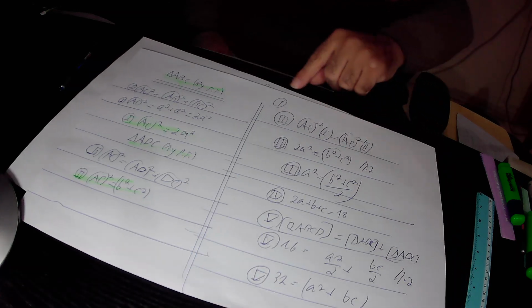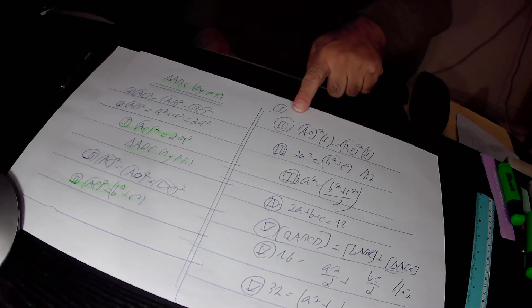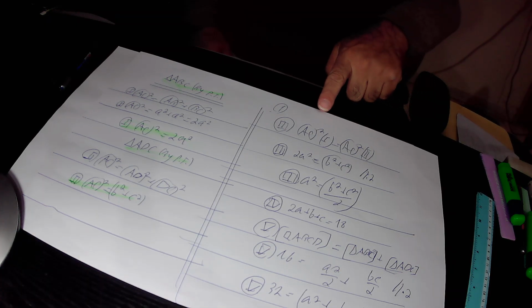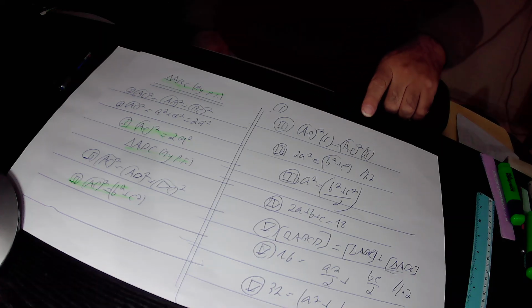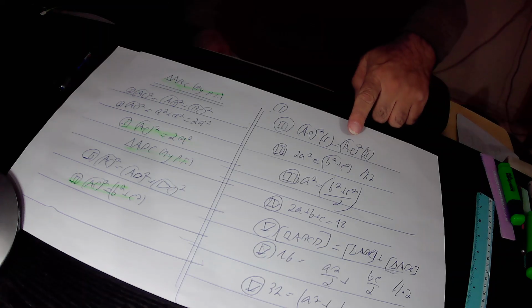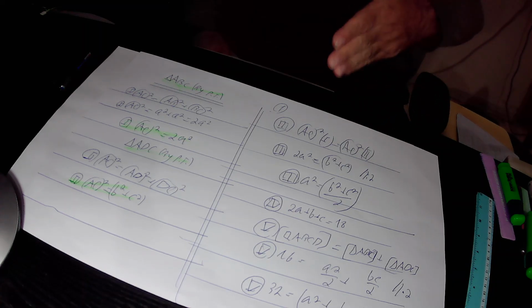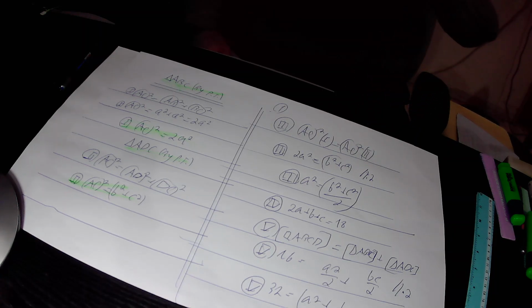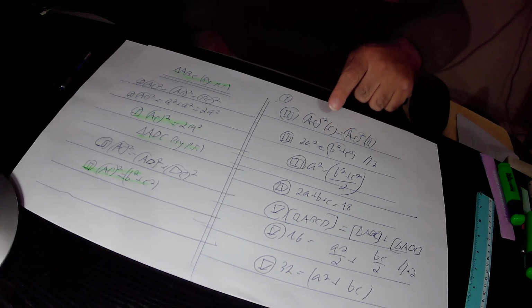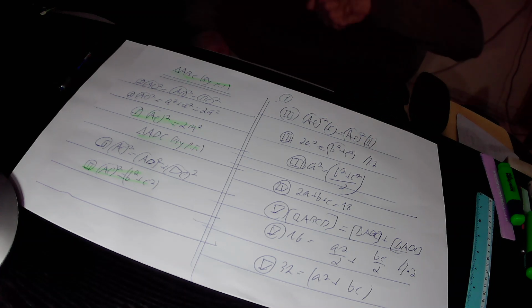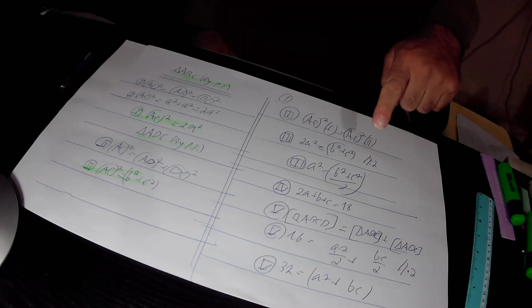AC squared according to equation 1 equals 2a squared and must be equal to AC squared according to equation 2. AC squared according to equation 2 equals b squared plus c squared. So in total, according to equation 3, we found that 2a squared equals b squared plus c squared. Here we divide equation 3 by 2, and we found that according to equation 3, a squared equals b squared plus c squared over 2.